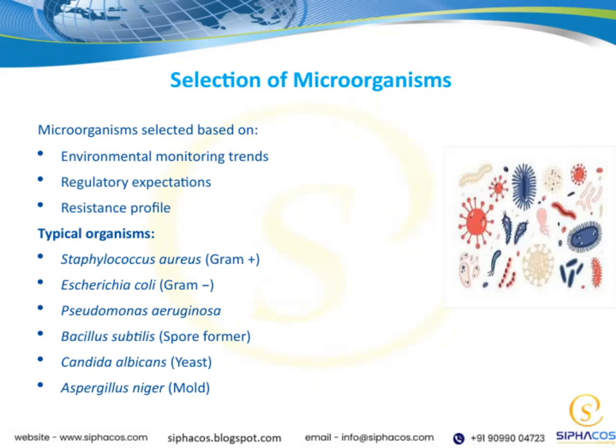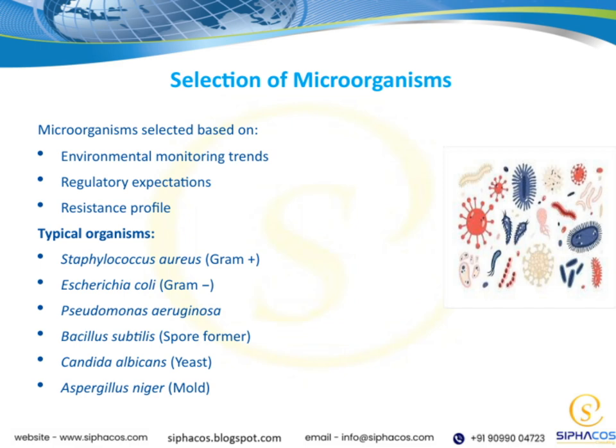In selecting microorganisms for our study, we based our choices on several important factors. First, we looked at environmental monitoring trends, which help us understand which microbes are most relevant in real-world settings. We also considered regulatory expectations, ensuring our work aligns with industry standards and guidelines. Additionally, resistance profiles were a key factor, as we want to include organisms that pose challenges due to their resistance to disinfectants or antibiotics.